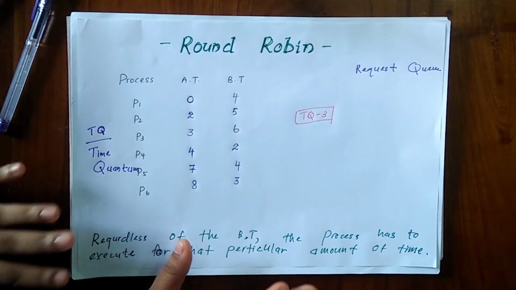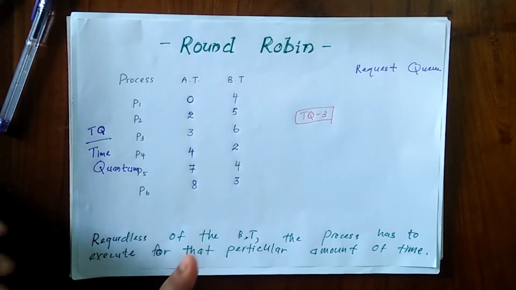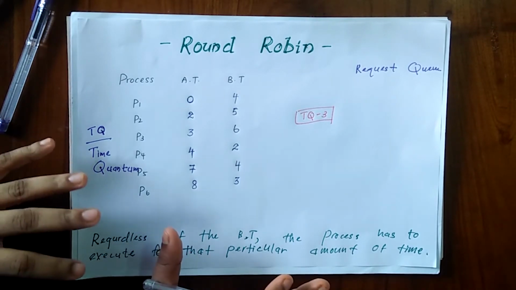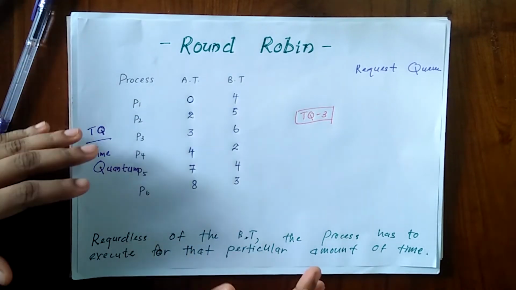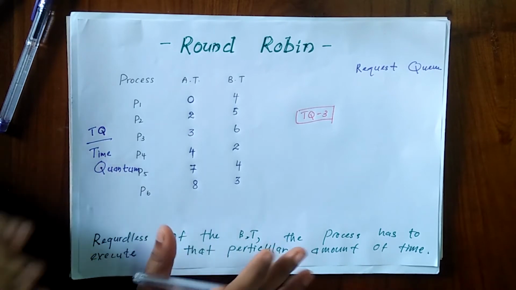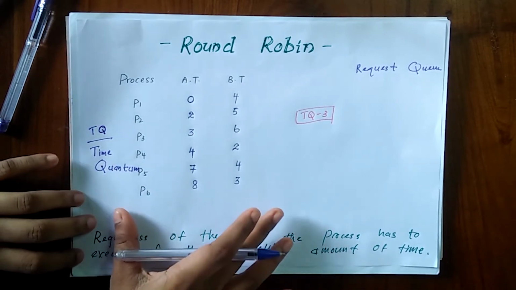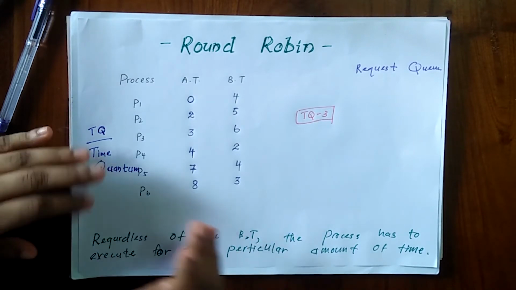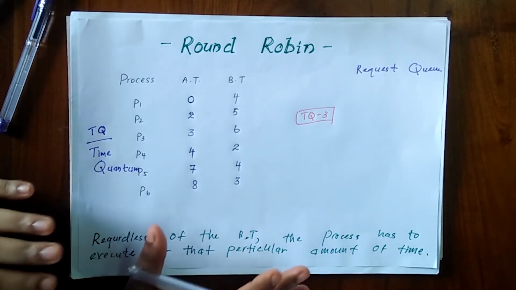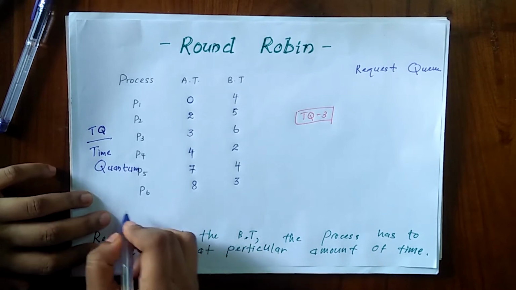Actually, I want to tell you this also. If you have a mindset that round robin is difficult or harder than the other algorithms, actually you are wrong. If you get the pattern, it is nothing. So pay your attention and see how I solve this. At the end you will understand that round robin is really easy. So let's start with the Gantt chart.